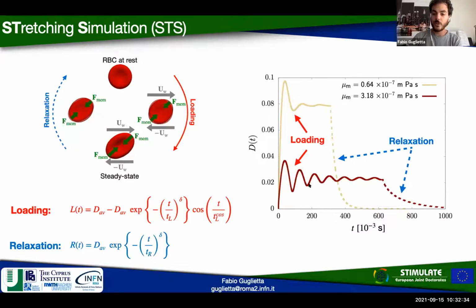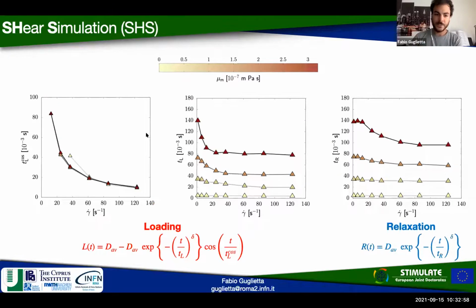But now we also have these oscillations. So to fit this data, we cannot use anymore the function that we used before, but we need to add this cosine function here, with another characteristic time, this TL cos, which accounts for the oscillation and measures the period of these oscillations that are damped in time. And so those are the results.